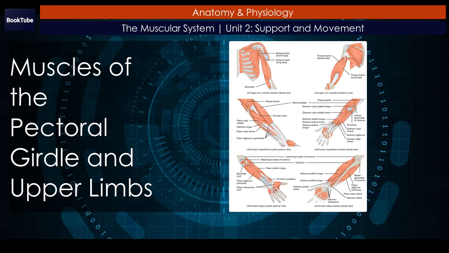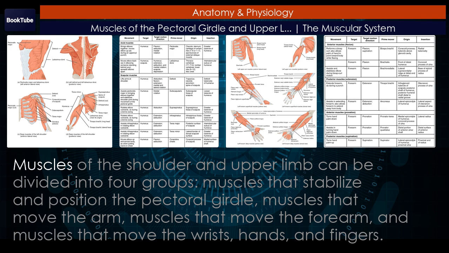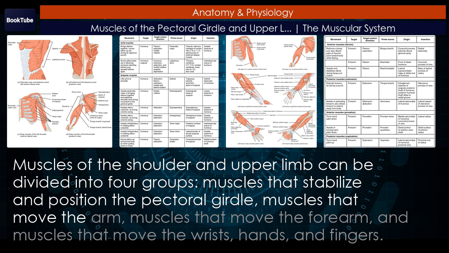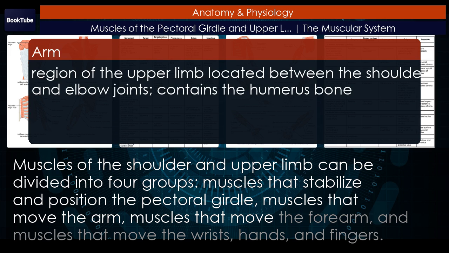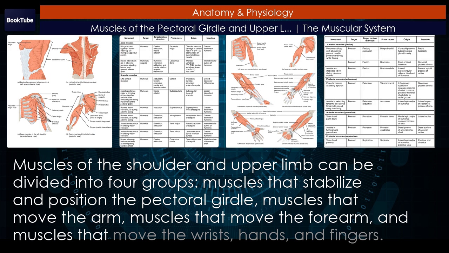Muscles of the pectoral girdle and upper limbs. Muscles of the shoulder and upper limb can be divided into 4 groups. Muscles that stabilize and position the pectoral girdle. Muscles that move the arm. Muscles that move the forearm. And muscles that move the wrists, hands, and fingers.